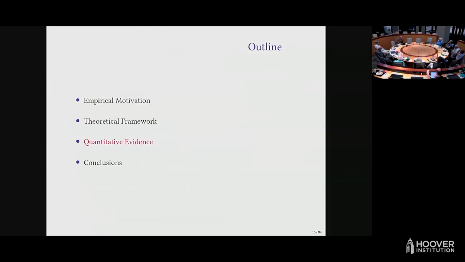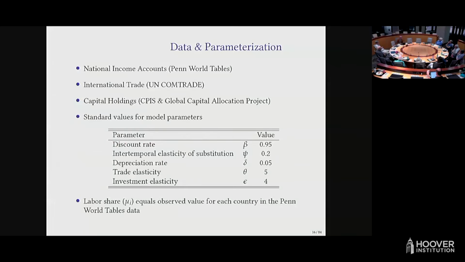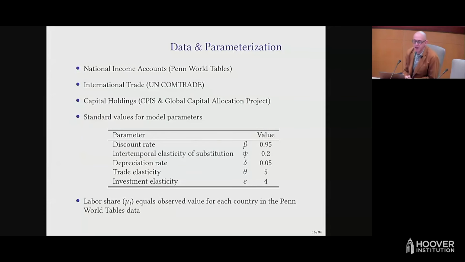But given my constraints on time, let me just tell you a bit about the data. So how we take the model to data. We're going to take the data, they're going to be national income accounts, so Penn World Tables. The model will exactly match GDP, labor income, compensation, population from the Penn World Tables. We'll also exactly match bilateral trade flows between countries from UN Comtrade. We'll also match bilateral capital holdings between countries.